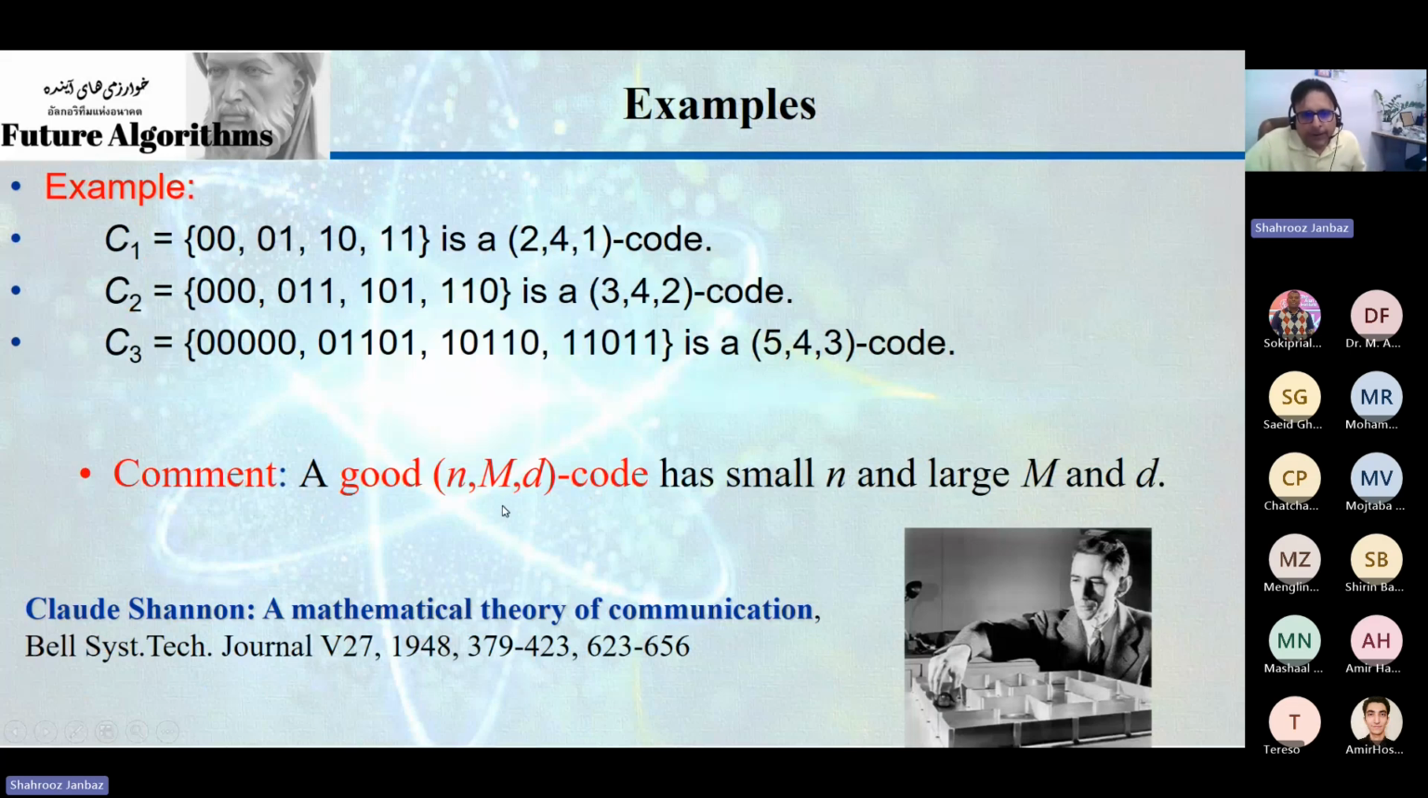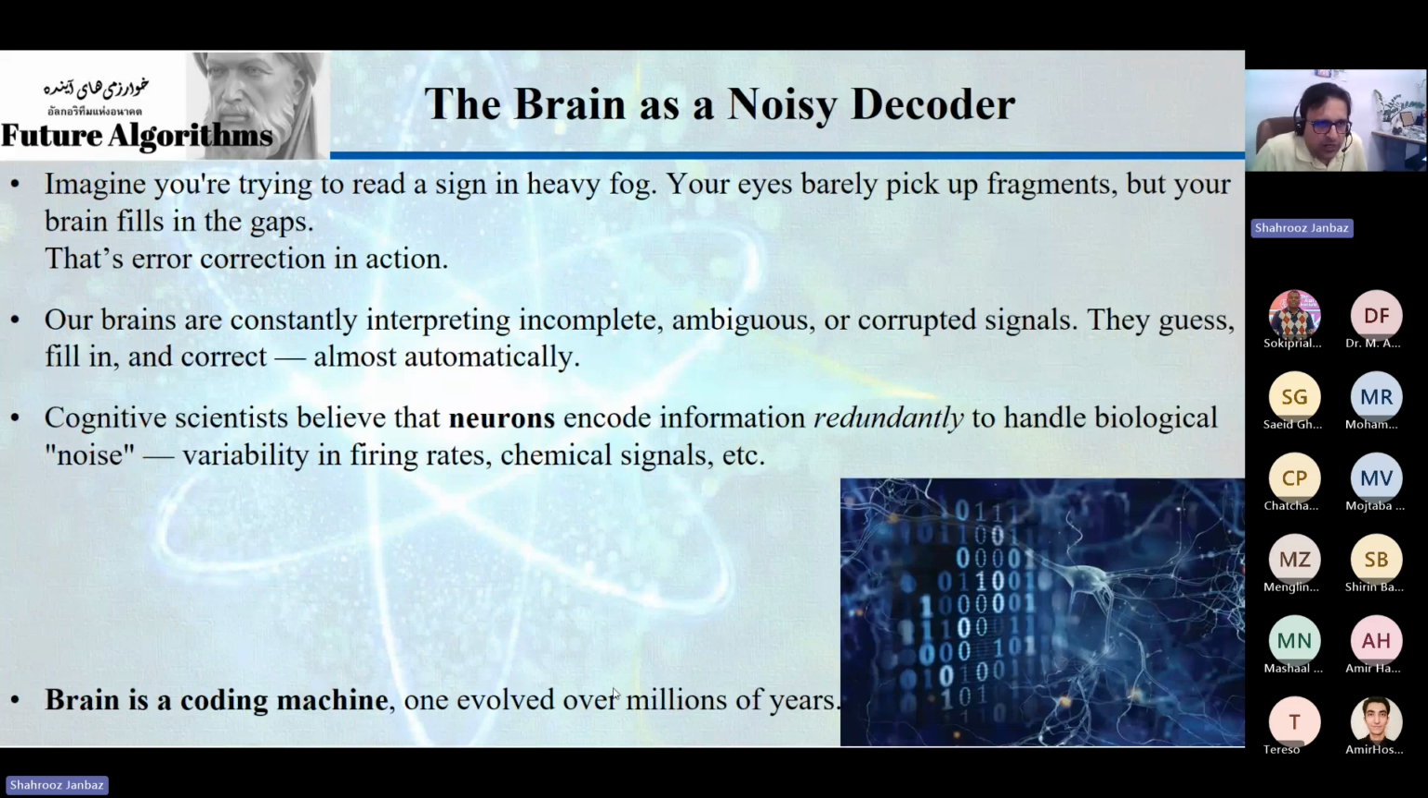Our goal is to make an n, M, d code with a small n and large M and d, which is very difficult in general, to make a good code, and there are many open problems in coding theory. Coding theory was developed by the famous mathematician Claude Shannon at Bell Company in the paper A Mathematical Theory of Communication, which is a very interesting paper, and there are many deep relations between this paper and statistical physics. I will explain if we have time.